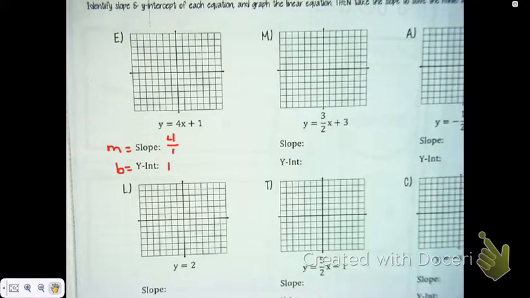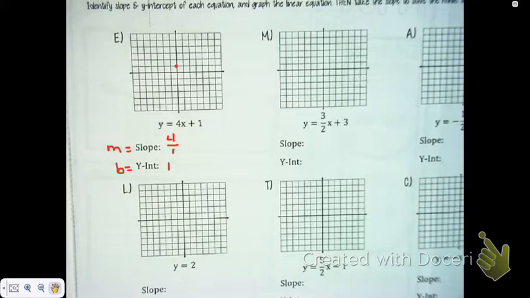What do I graph first, my slope or my y-intercept? Y-intercept. So I'm going to come up here to my graph, and on my y-axis, at the value of 1, I'm going to put a point. And that'll be my first point. Who wants to explain to me what to do to find the second point? Raise your hand. Go up 4 and right 1. All right, very good, Nathaniel.